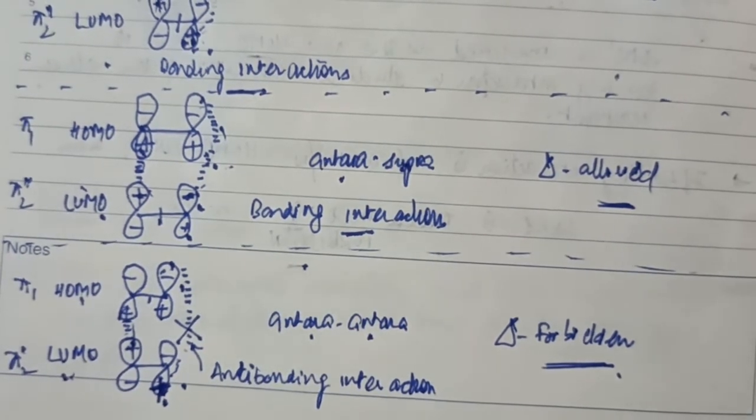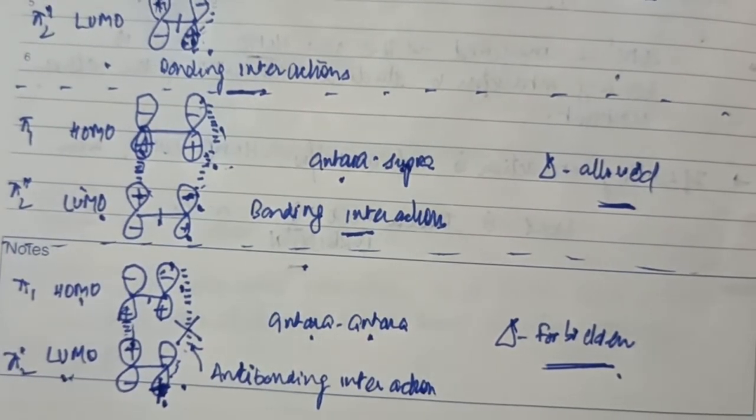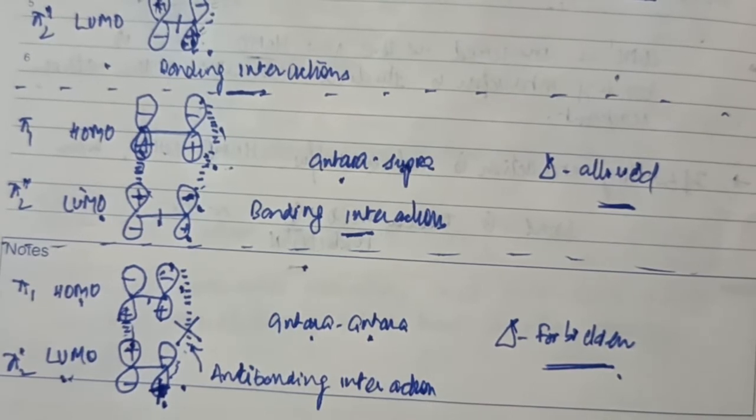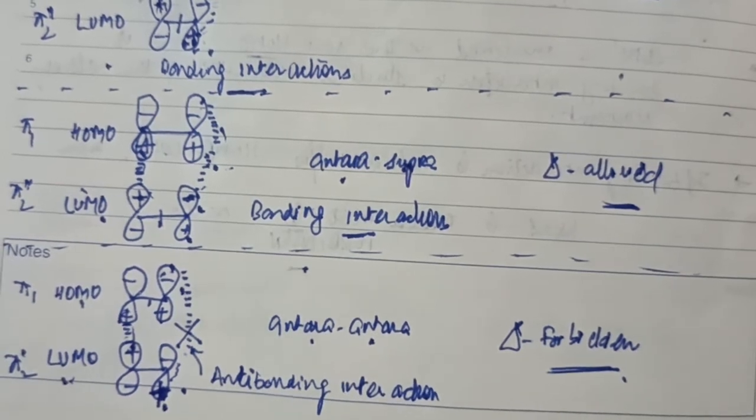Therefore, I have worked out using the FMO approach that under thermal conditions it is the supra-antara or antara-supra process which is allowed, and the supra-supra or antara-antara process is forbidden. Now let's check the reaction conditions under photochemical conditions.